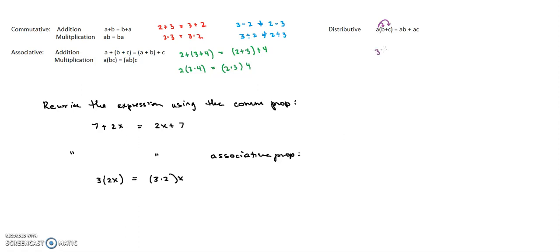So for example, we could have 3 times 2x minus 5. Okay, and this property does work over division and subtraction because we're multiplying it out. So when we distribute this, we're going to do 3 times 2x minus 3 times 5. And then we can simplify, just like we did over here. 3 times 2 is 6, so that's 6x, and 3 times 5 is 15. And notice that the sign over here stays the same. That doesn't change.